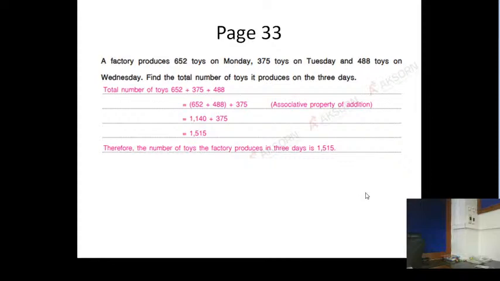It doesn't matter which way, but in the end you write a sentence, and the sentence can be any way, there are many ways. It is up to you. So the total number of toys, we just add all. So we will say the number of toys the factory produces in 3 days is 1,515. So we have to do like this.